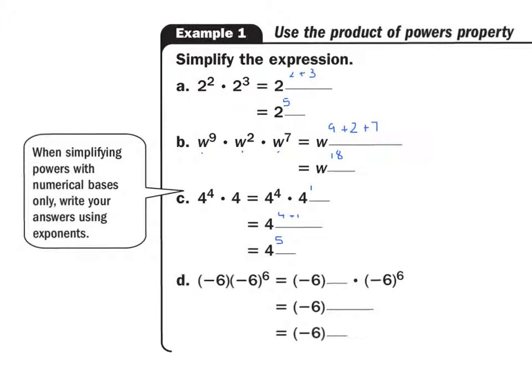And in D, the base is negative 6. That first one is like negative 6 to the 1st. We'll add the exponents together, 1 plus 6, and it will simplify to negative 6 to the 7th power. It's important to set that negative off with the parentheses.